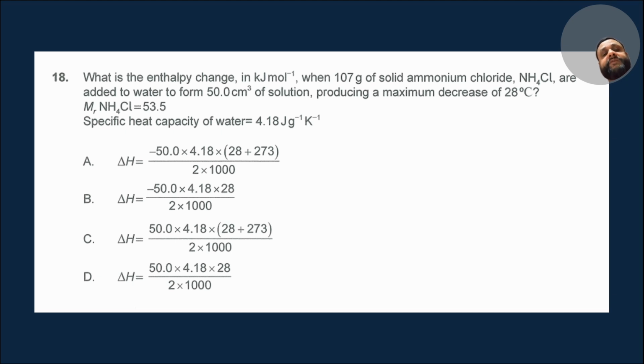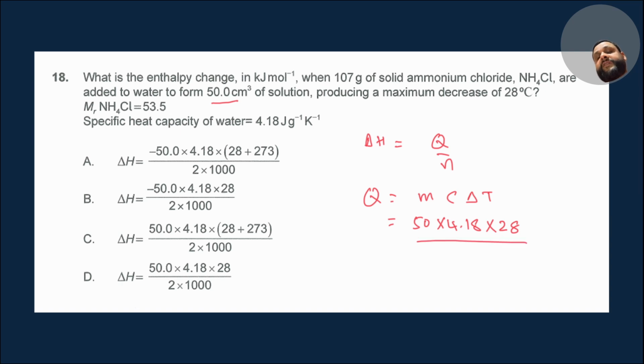Question 18. This question is about enthalpy change. So delta H. And we know delta H is equal to Q over n, and Q is equal to mc delta T. So the mass of solution will be 50 because density of water is 1. So 50 times 4.18, and temperature change will be 28. There's no need to convert into Kelvin because change in temperature will be the same. So that will be in joules. If we divide that by 1000, we'll have kilojoule.